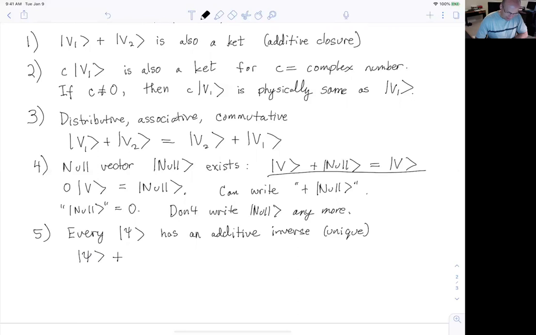I'm going to write it one more time and then never again. Psi plus the additive inverse of psi is equal to the null vector. And so instead of writing minus psi, which is the additive inverse, we could just write minus psi. It means the same thing.